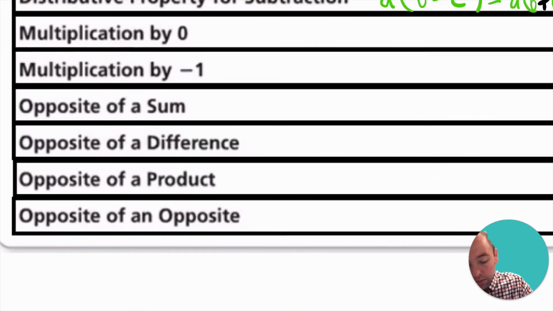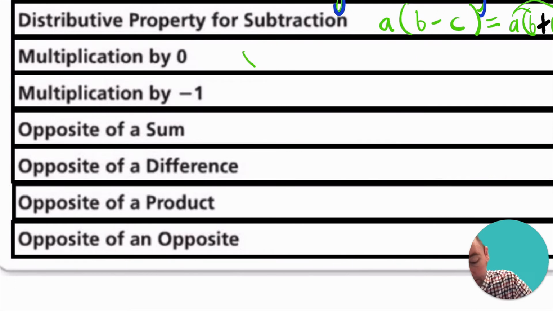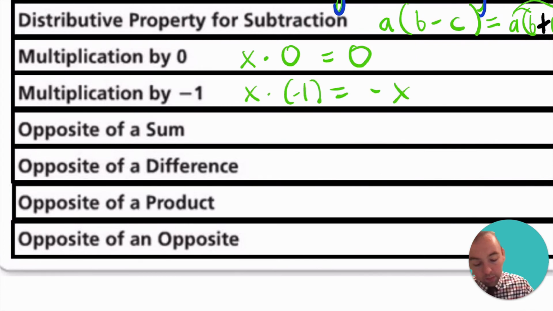These ones we've talked about already. We know that multiplication by 0 is going to give you 0, and multiplication by -1, so x times -1, just equals the opposite of the number that you were multiplying by. Okay, opposite of a sum, right? So if I want to take a sum and find its opposite, we need some sort of sum, so x plus y, and if I want to find the opposite of x plus y, I need to negate that entire sum, and so what that would look like is it looks like this.